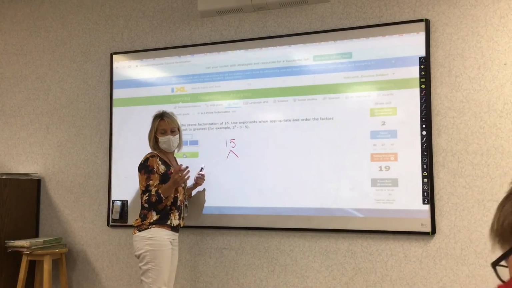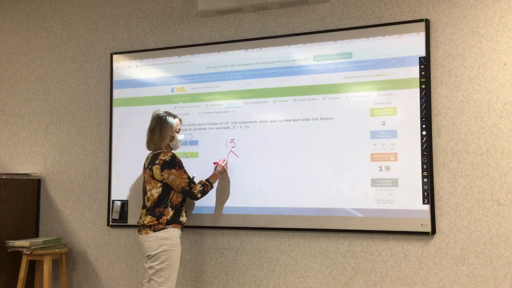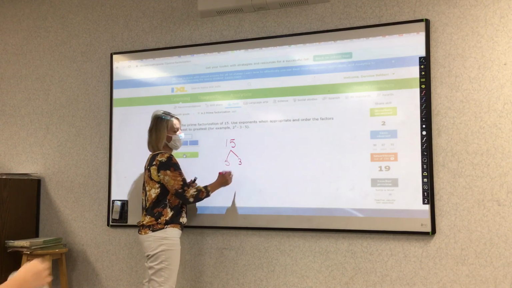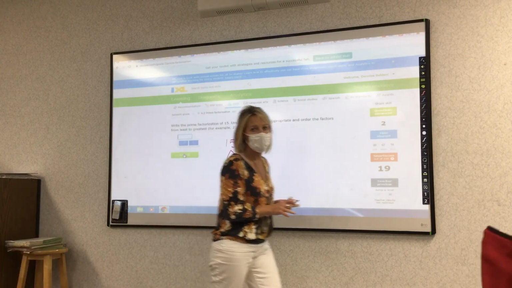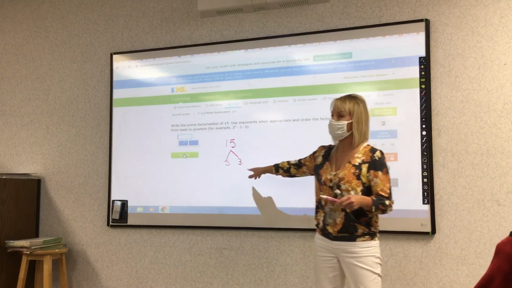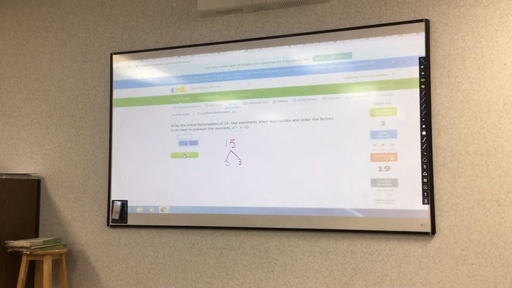What are we going to use? What can I get to? 5 and 3. Someone said 5 and 3. That's fine that I put it there first. But when I rewrite it, it needs to go 3 and 5. And are they prime? Yes. So then I'm done. So I'm typing the 3, so this would work perfect, times 5.